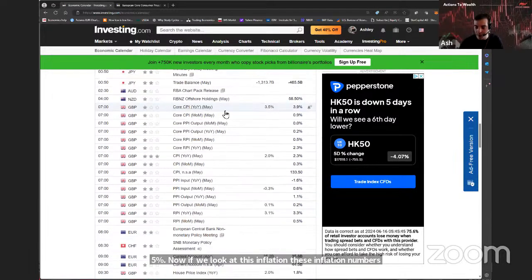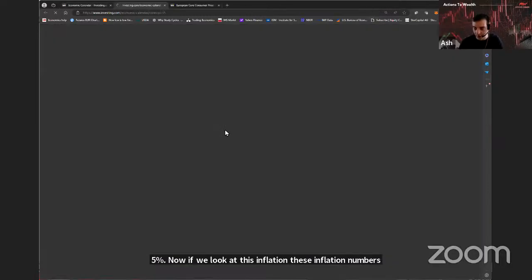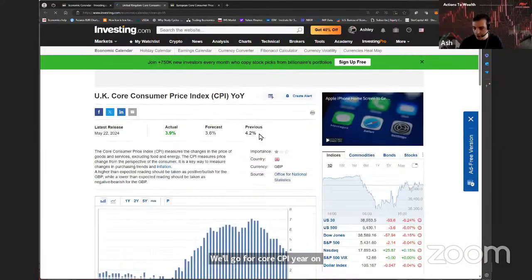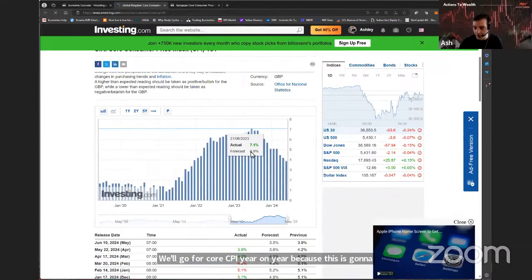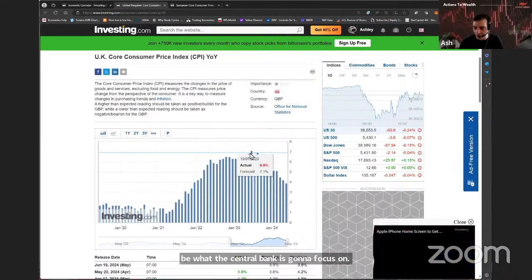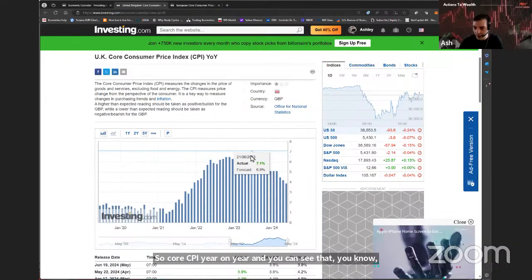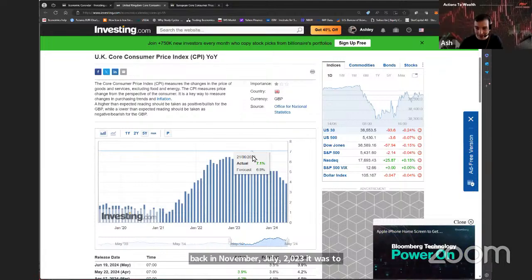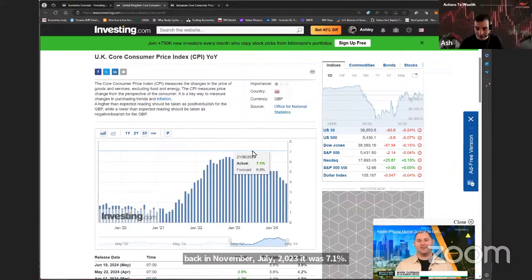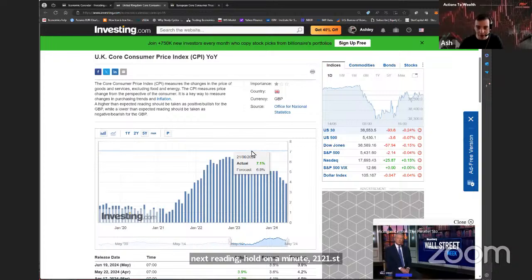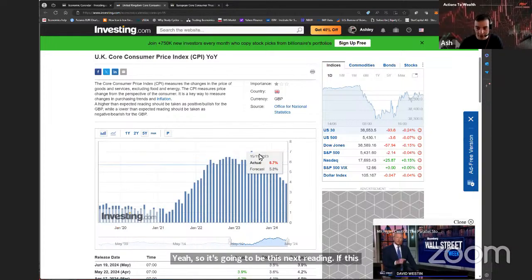we'll go for core CPI year on year, because this is what the central bank is going to focus on. So core CPI year on year, and you can see that back in July 2023, it was 7.1%. Now that was the peak. Now, if you consider this next reading, hold on a minute, 21st. Yeah, so it's going to be this next reading. This number is going to drop out of the equation as we get the new ones.